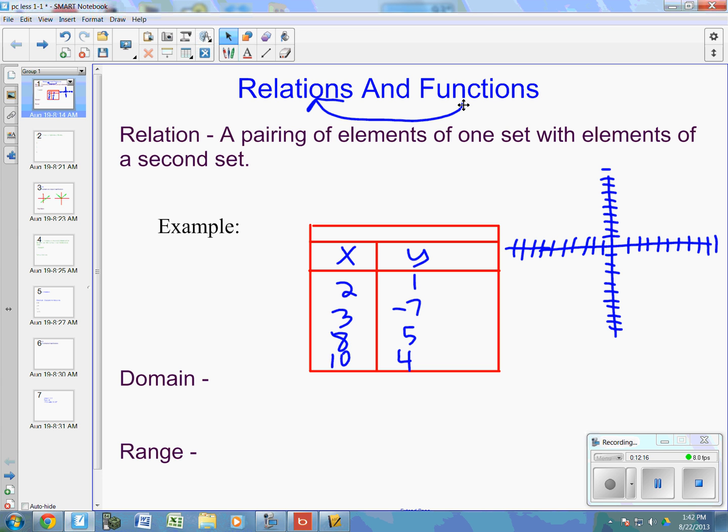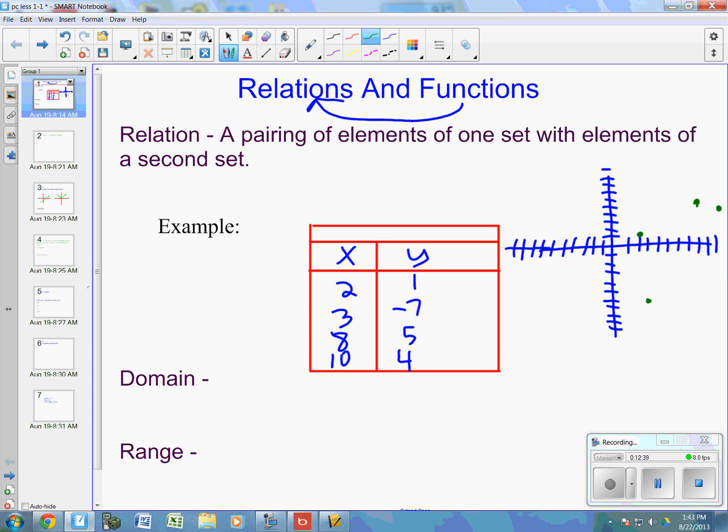I could plot the point 2, comma 1, and the point 3, comma -7, and the point 8, comma 5, and the point 10, comma 4. That right there is a relation, okay?